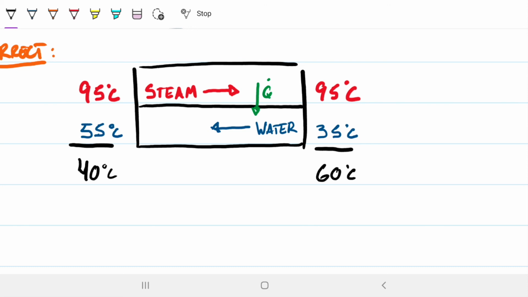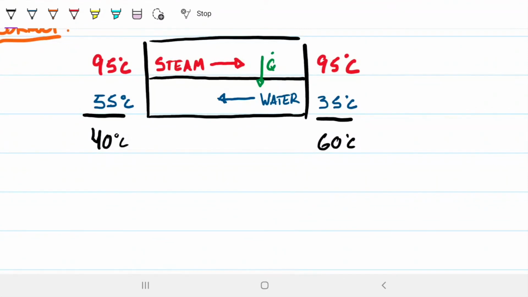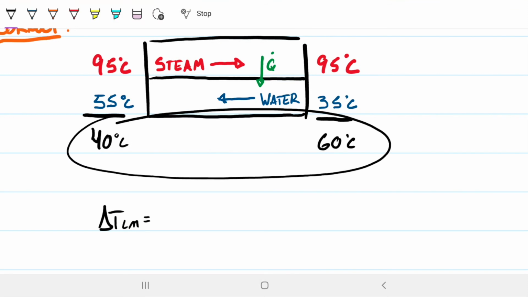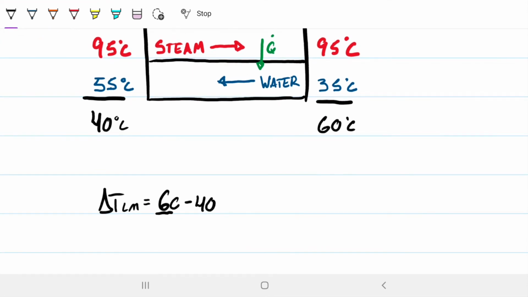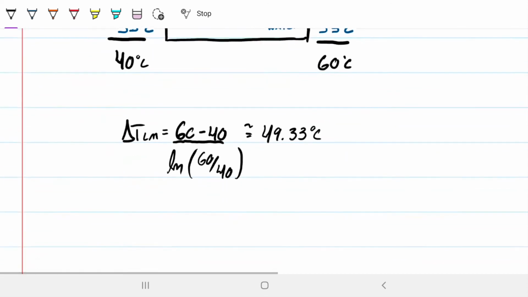Now it's easy for us to calculate our delta T log mean. Once we do that, we can find out what is the area required for this heat exchanger, which can physically take place. So what is the delta T log mean? Well, it's going to be something between 40 and 60. If it were a simple mean, it would be 50. But in this case, it's going to be something very close to 50, a bit lower than 50, but very close nonetheless. 60 over 40, and this turns out to be about 49.33 degrees Celsius. And now we go, home run.